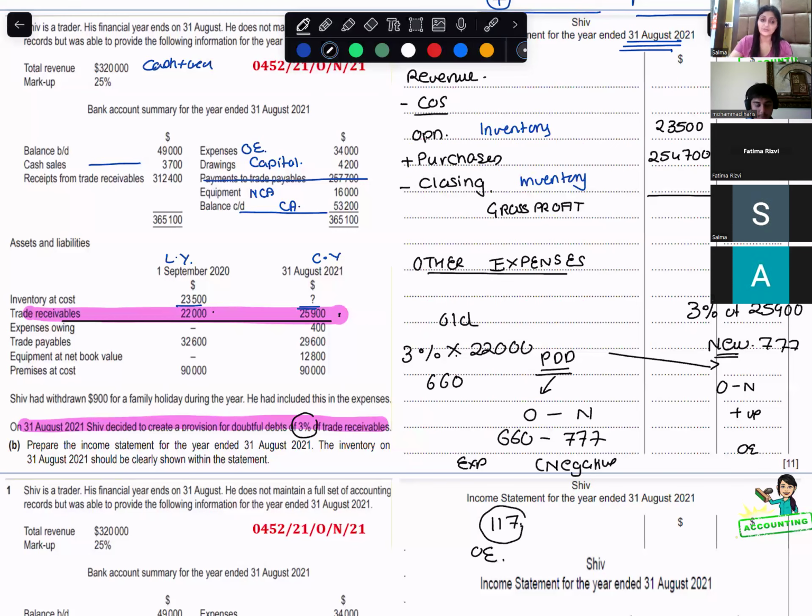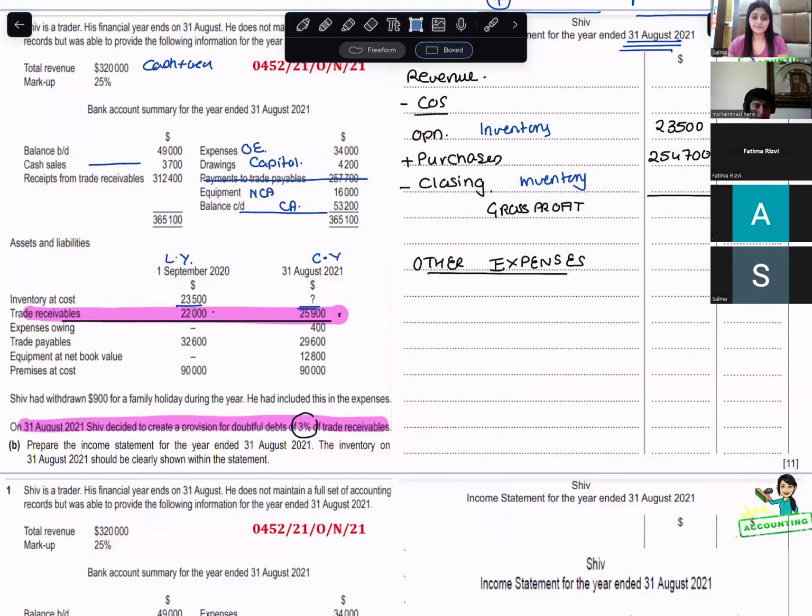Come on, I want you to do the PDD part. I'll wait for you. Do the working. Miss, I did it. Increase in provisions. How much is the increase in provisions? Can you give me the amount? 117. Old provisions is how much? 660. Did you read the adjustment properly?